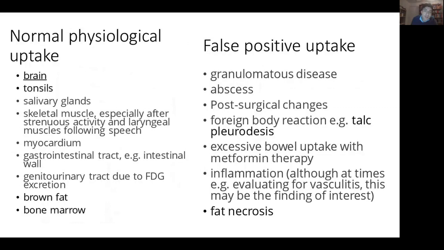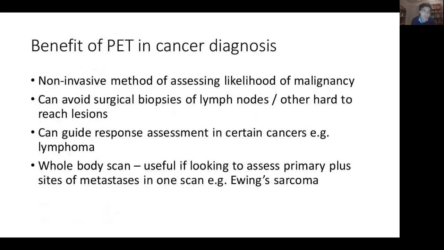Clearly, a PET scanner can't tell the difference between infection or abscess and inflammation and malignancy. They all appear much the same. You'll be asked to stop metformin temporarily before a PET scan because it causes pretty spectacular bowel uptake. And some other things like granulomatous disease and fat necrosis can also cause false positives and therefore anxiety for patients.